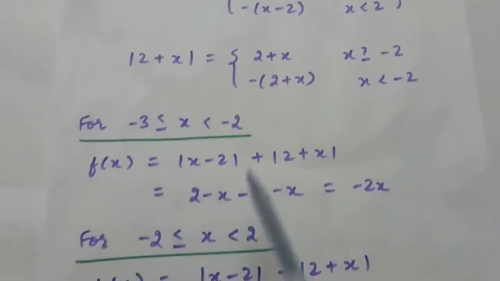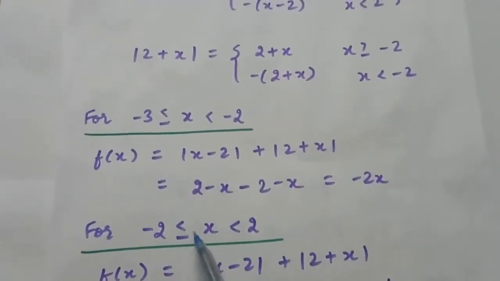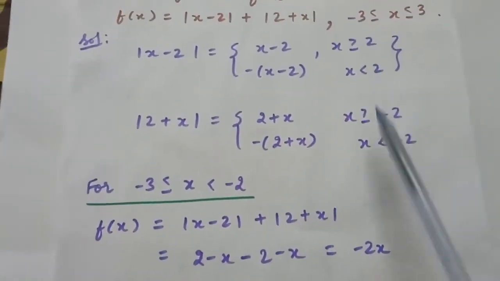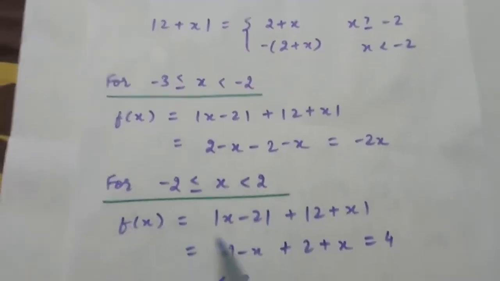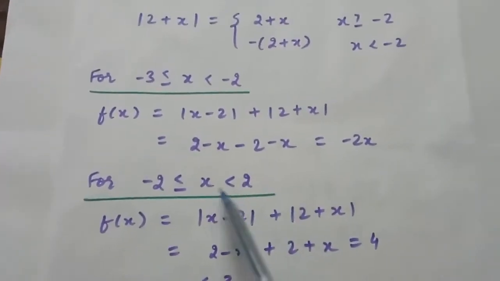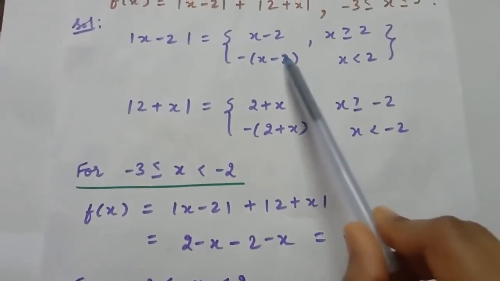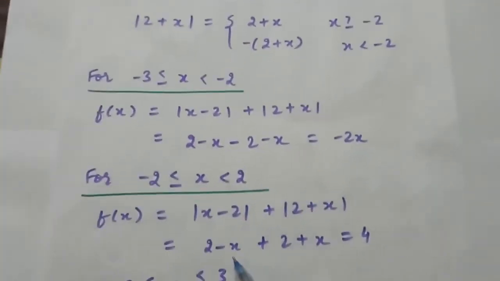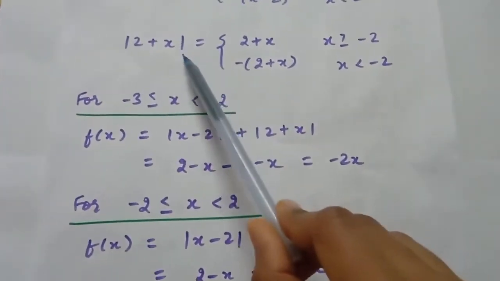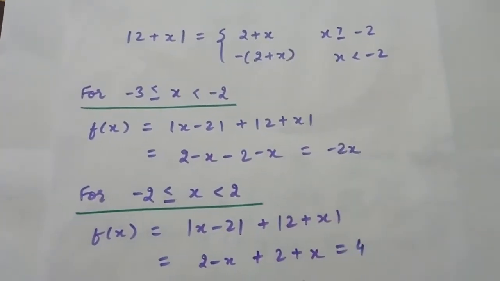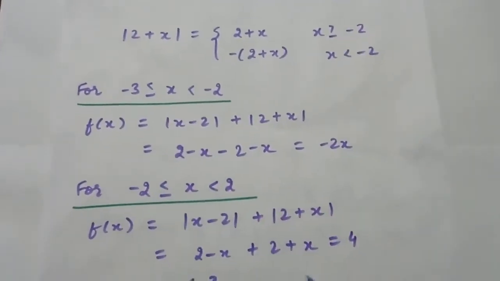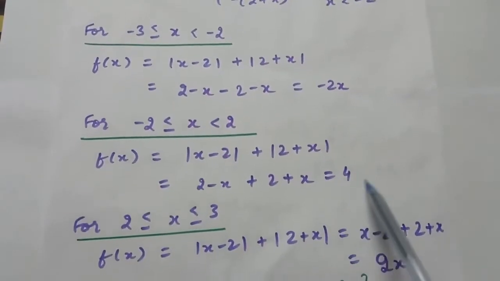Now the next range will be x greater than or equal to -2 and less than 2, right? Now f(x) is this. For this range, because x is less than 2, |x - 2| will be 2 - x, plus |2 + x| will be 2 + x. Why? Because x is greater than or equal to -2, right? So you will get the value as 4.